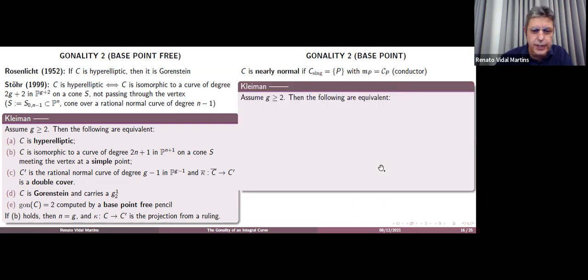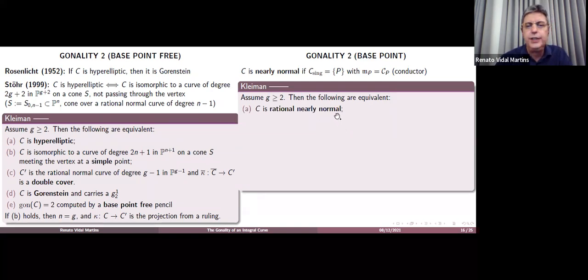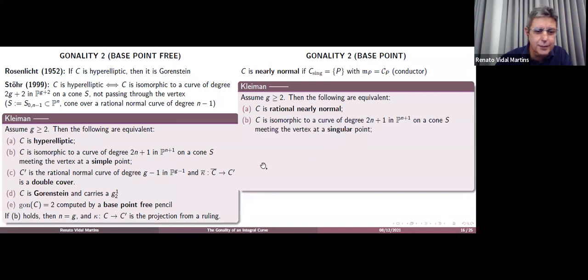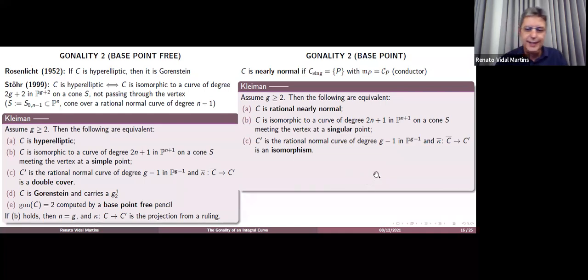And then we're going to have this result. Assume g is greater or equal to 2, then the following are equivalent. So I would like to compare both results. First, C is rational nearly normal, which is, I mean, the other side, the non-Gorenstein side of hyperelliptic. Then pretty much the same sentence: C is isomorphic to a curve of degree 2n plus 1 in P^(n+1) on a cone S, but meeting the vertex at a singular point of C. C prime is the rational normal curve of degree g minus 1, and the map from C bar to C prime is an isomorphism.